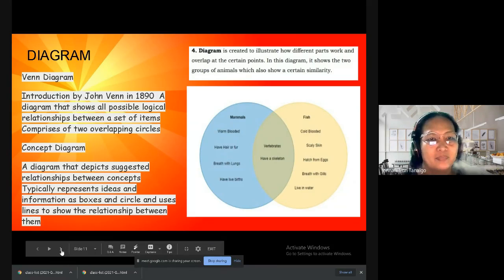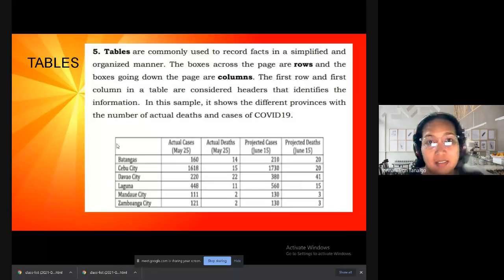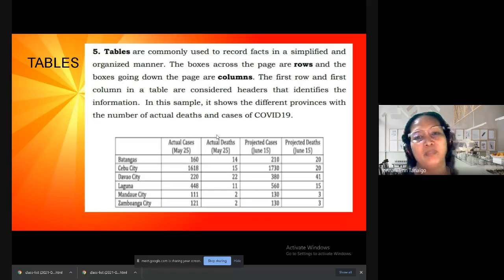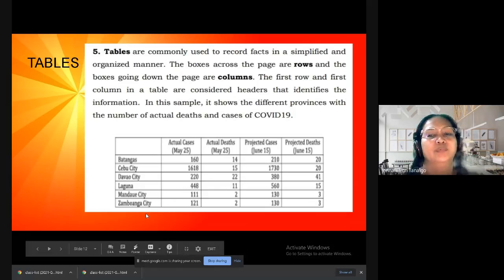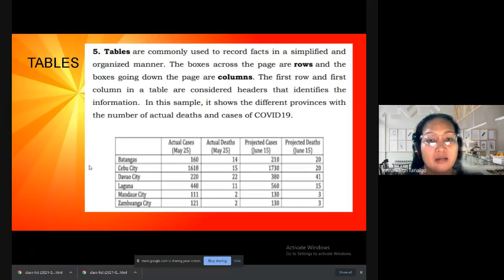Then the fifth one is the table. We use a table if we want to record facts in a simplified and organized manner. The boxes across the page are rows, and the boxes going down the page are columns. So these are rows, and the other one is the column. The first row and first column in the table are considered the headers that identify the information.